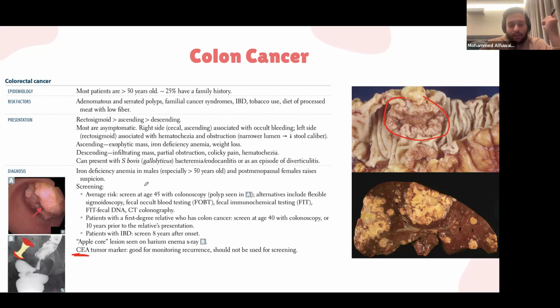Screening usually starts at the age of 45, and you do it every 10 years. If someone has a family history of colon cancer, you start 10 years before when their relative developed it. So the relative developed it at 55, you start at 45. Patient with IBD, you start 8 years after they're diagnosed, unless you have a patient with ulcerative colitis with primary sclerosing cholangitis. Then you start immediately at that point.